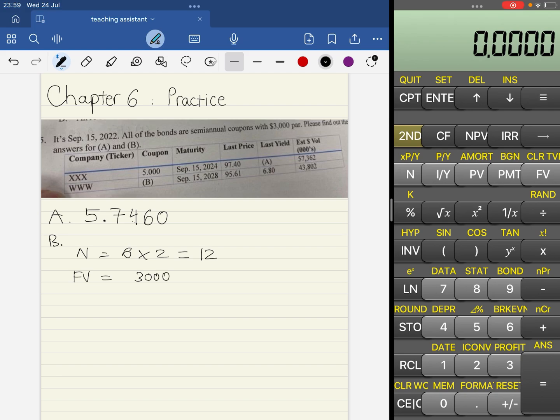The present value is 95.61% of the face value. The last yield was 6.8%, so the I/Y is equal to 6.8%. But of course, when we type it in the calculator, we only type 6.8. What do we have to find? We have to find the coupon.